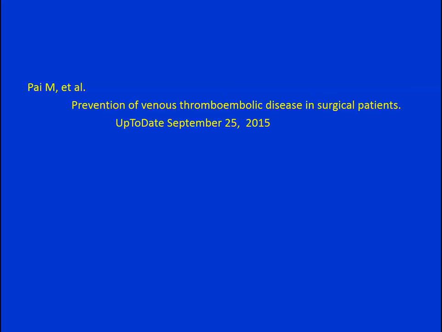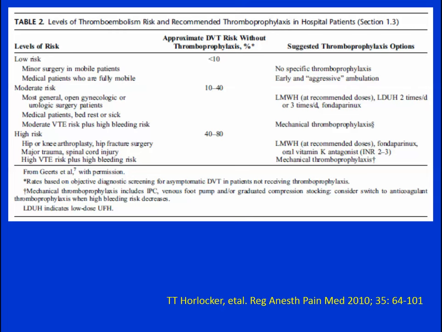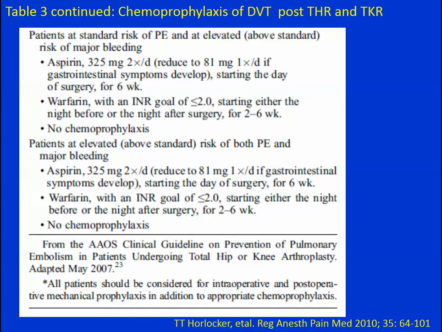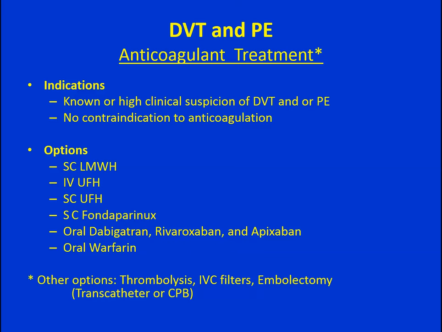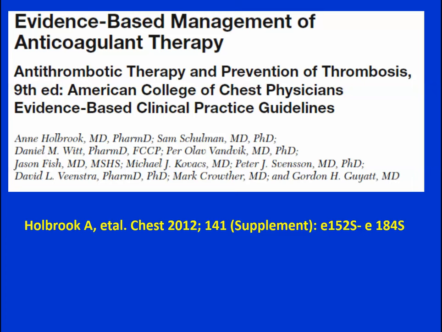Let me then turn to the topic of venous thromboembolism prophylaxis. This has been reviewed by Dr. Pai in UpToDate. These are from Horlacher's review article on risk factors for venous thromboembolism. And the recommendations for thromboprophylaxis in hospitalized patients. This is an important review article which reviews the prevention of thromboembolism.